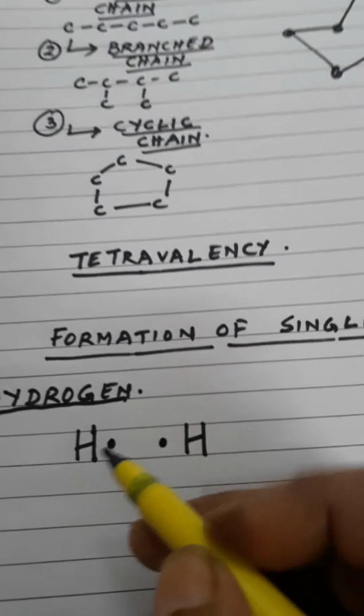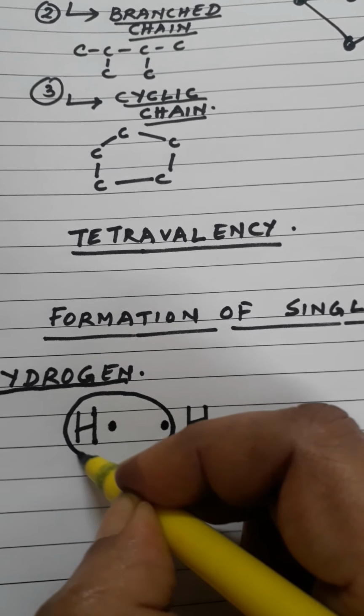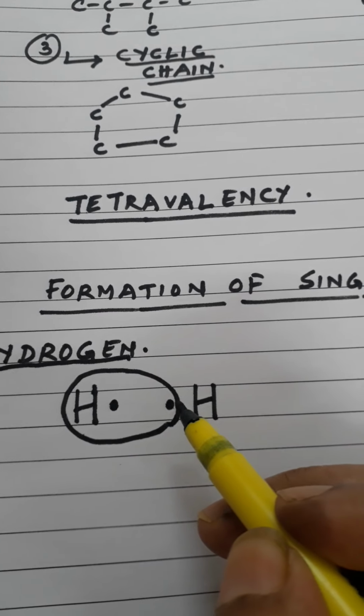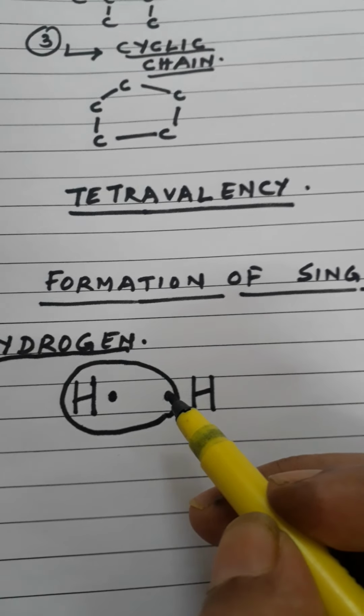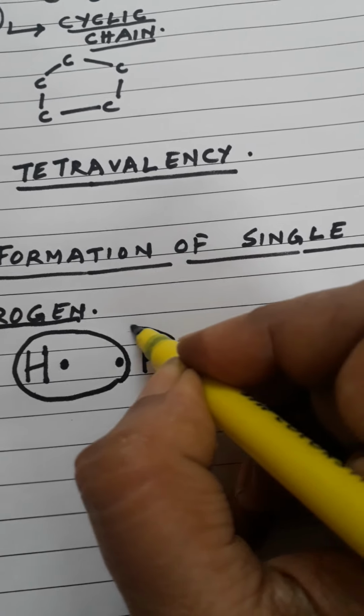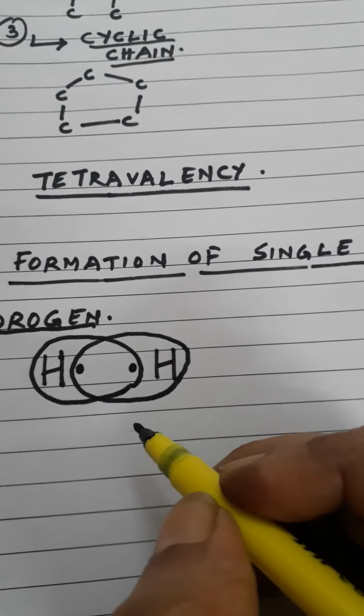So the first hydrogen atom is going to share the electron from the second hydrogen. You see, sharing means you can say it borrows this electron from the second H. And this hydrogen will also do the same. It is going to borrow or share the electron from the first.